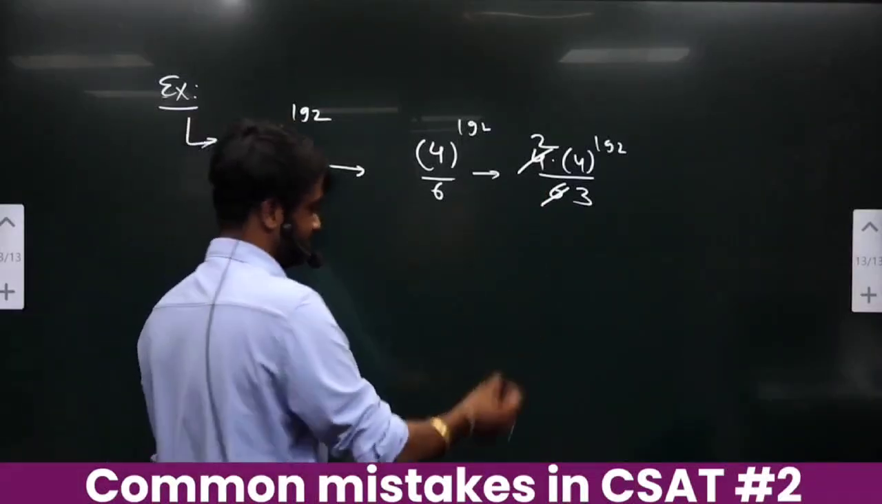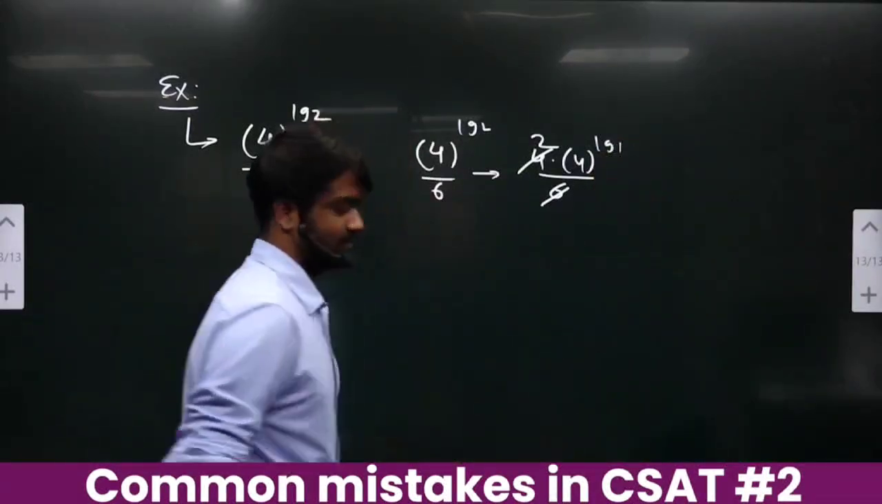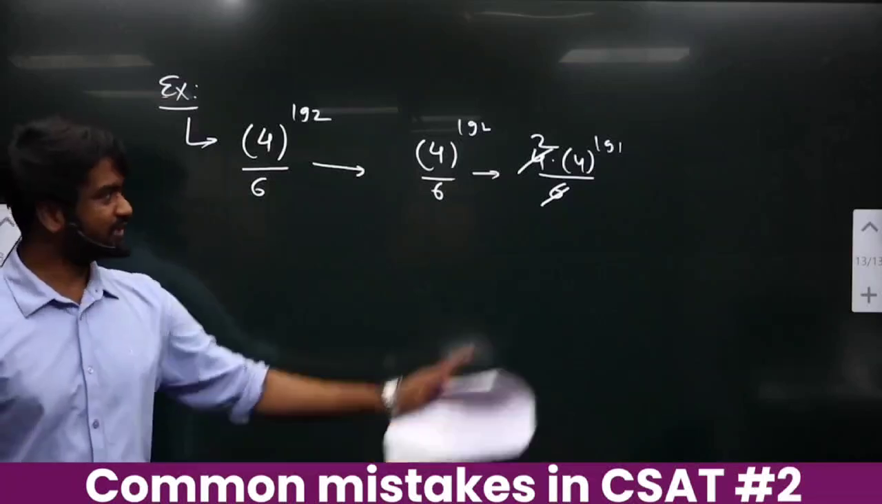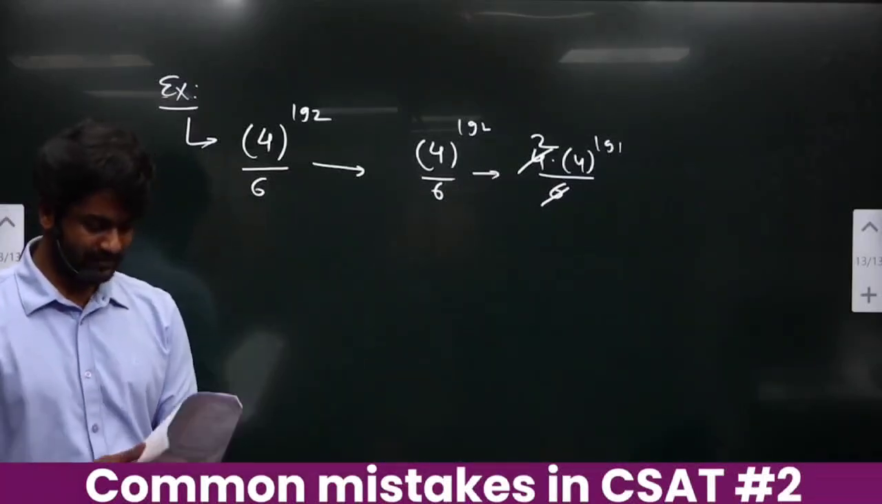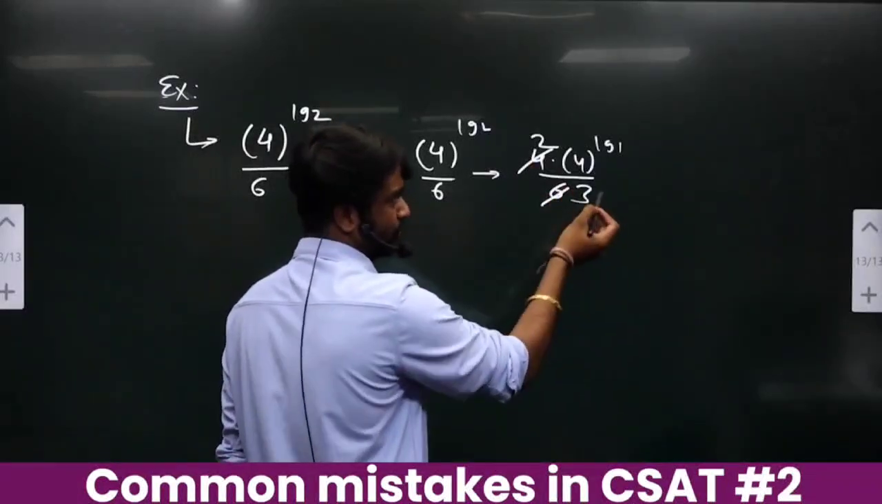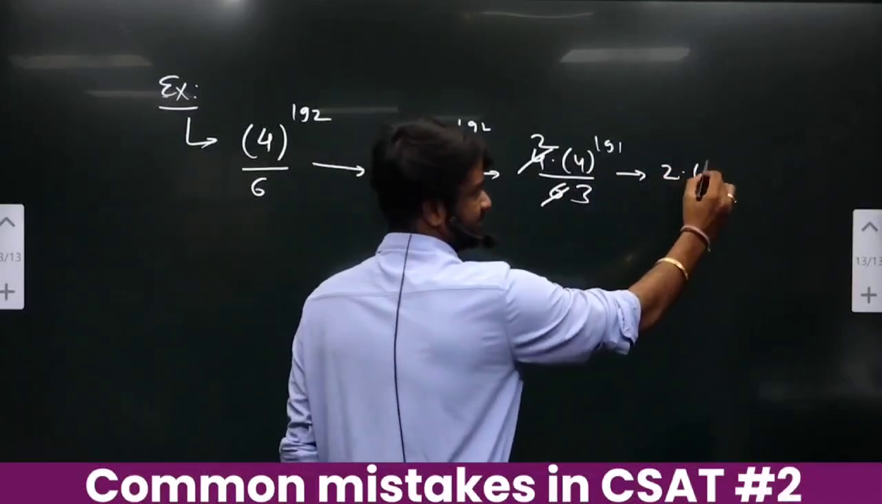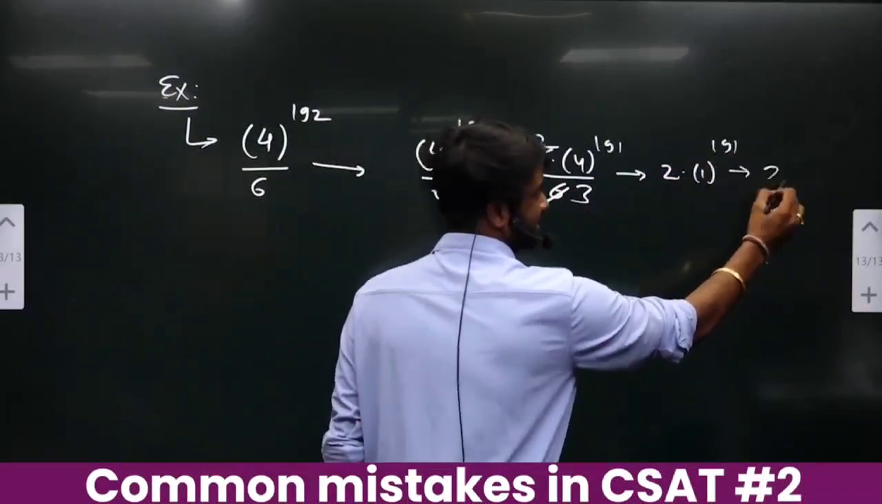Sorry, 191. Okay, ठीक है, मेरी गलती है, it's a clerical mistake. What is the remainder in this case? Just calculate the remainder. 2 when divided by 3, the remainder is 2, and 4 when divided by 3, 191 times, it is 1 की power 191. Answer is 2, but this is wrong.